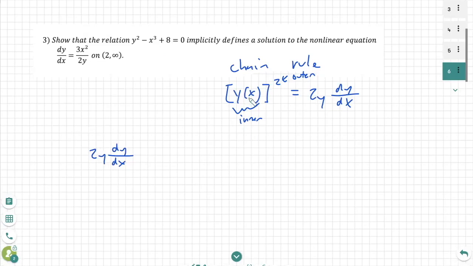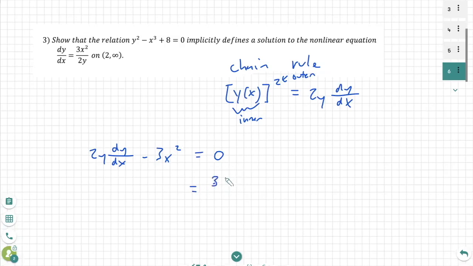So then it'd be minus 3x squared. Okay, and the 8 just goes away, right? It just equals 0. Okay, and then what can you do from here? You can add 3x squared to both sides. Yeah.